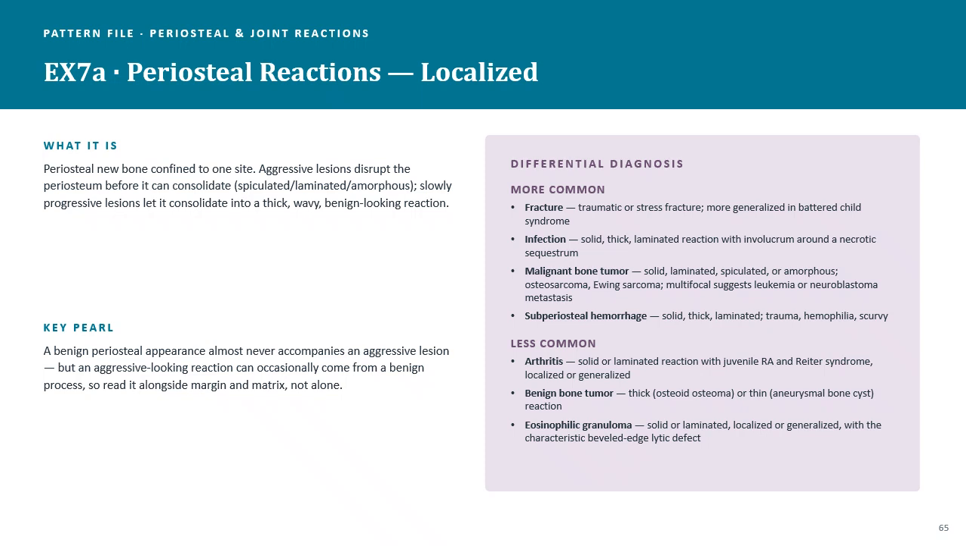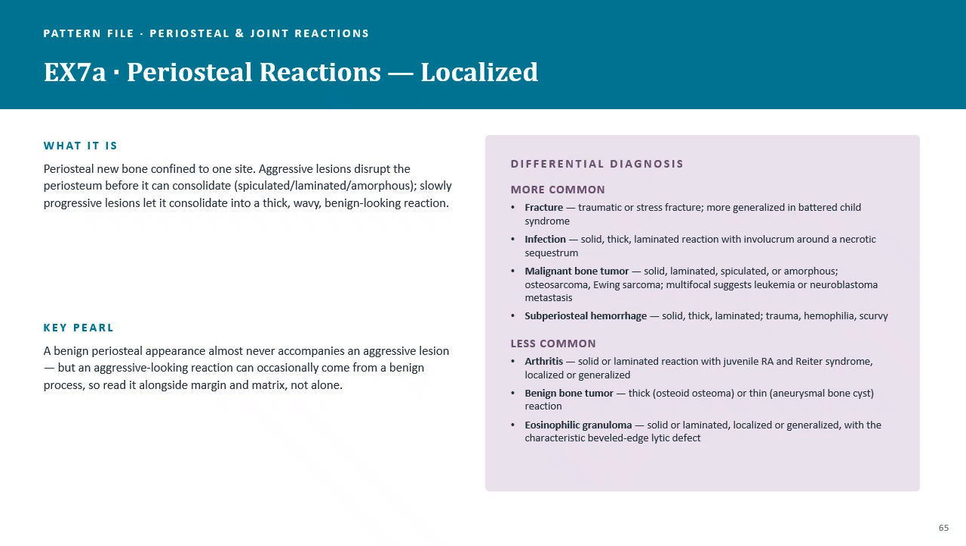If it's looking laminated or layered, that means the new bone is forming in several layers, like the layers of an onion. This is why you might hear the term onion skin type of appearance. And that other term, amorphous, basically means it's shapeless or kind of messy. The new bone doesn't have a clear or clean pattern. It just looks very irregular, very disorganized, and also very cloudy.